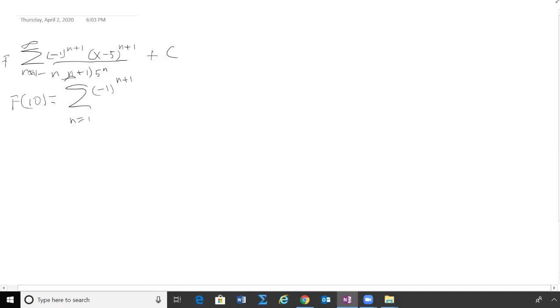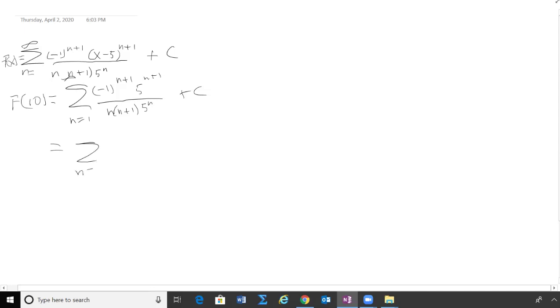Okay, and a little bit of cleanup here. That's the function we're working with. That is f of x. Okay, so f of 10 is going to be this. We'll have a 5 up here to n plus 1, and then down here n plus 1, and 5 to the n. Okay, plus your c. But again, that c is not going to make any difference in terms of our convergence or divergence.